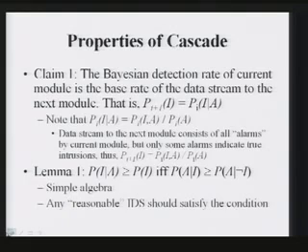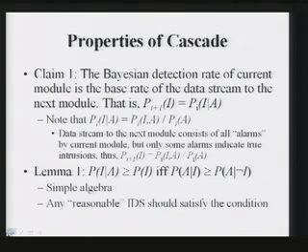There are some nice properties about the cascade. For example, we can claim that if you look at a cascade, then the Bayesian detection rate of the current module essentially is the base rate of the data to the next higher module.